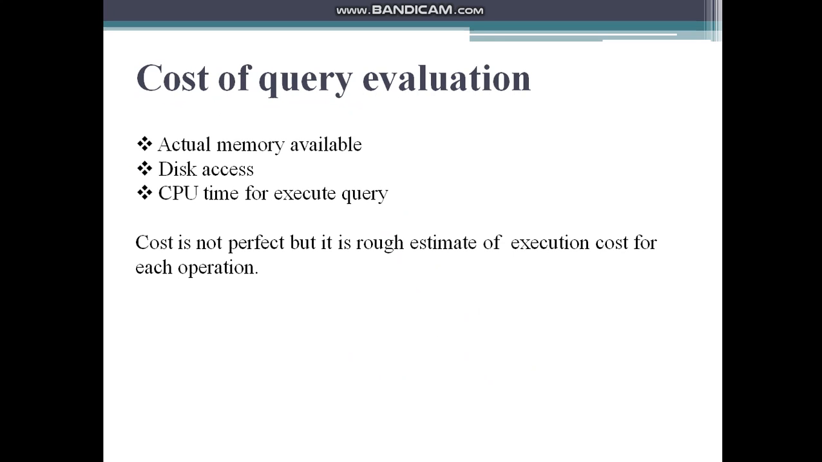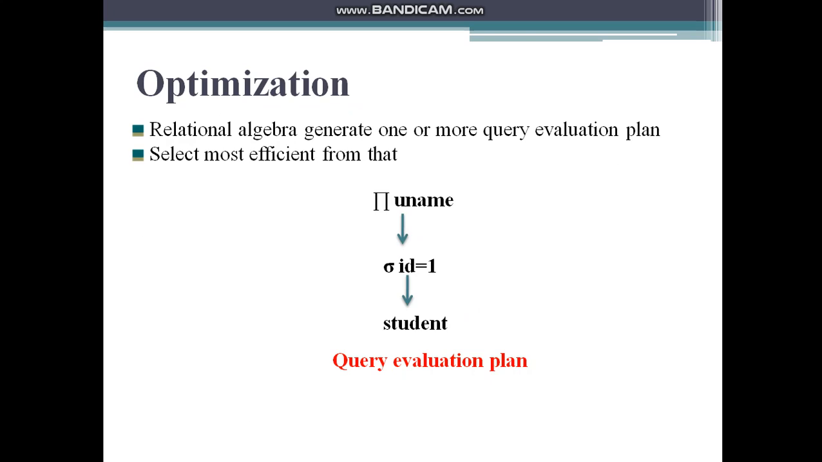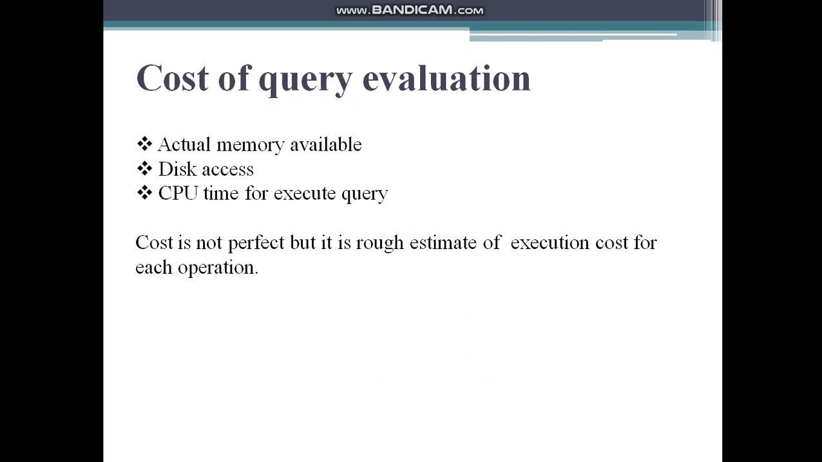So how does your system select the most efficient relational algebra from two or more relational algebra expressions? Some criteria are there: actual memory available, how the query is accessing disk, and what the CPU time is to execute the query. This cost is not perfect, but it is a rough estimate of the execution cost for each operation.